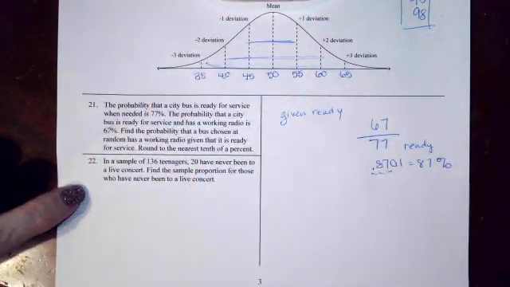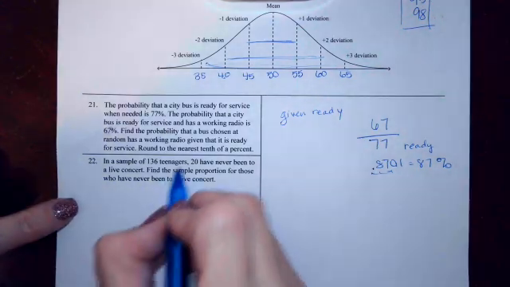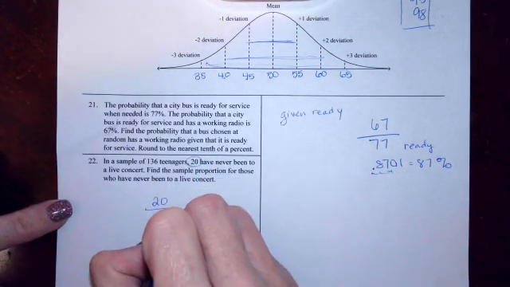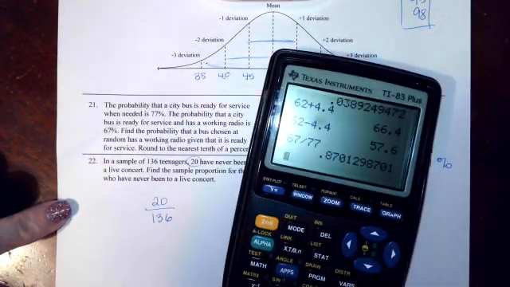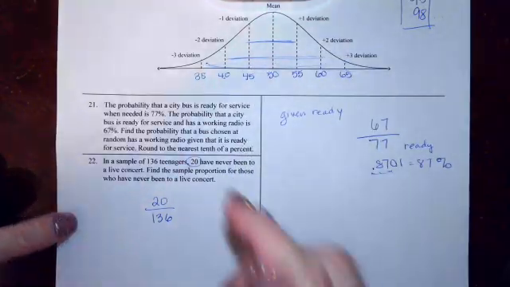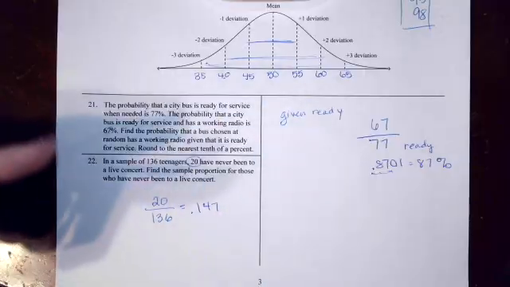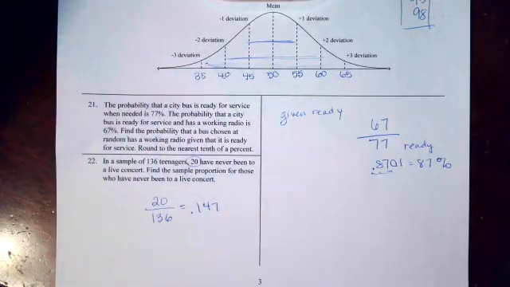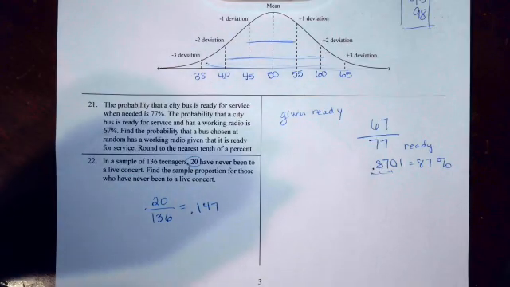Okay, the last thing that we have, in a sample of 136 teenagers, 20 have never been to a live concert. Find the sample proportion for those who have never been to a live concert. So 20 have never been out of a total of 136 teenagers who were asked. So then 20 divided by 136 is going to give me 0.147. This one doesn't specify whether to the nearest decimal or percent, so just leave your answer as a decimal and you'll be good.